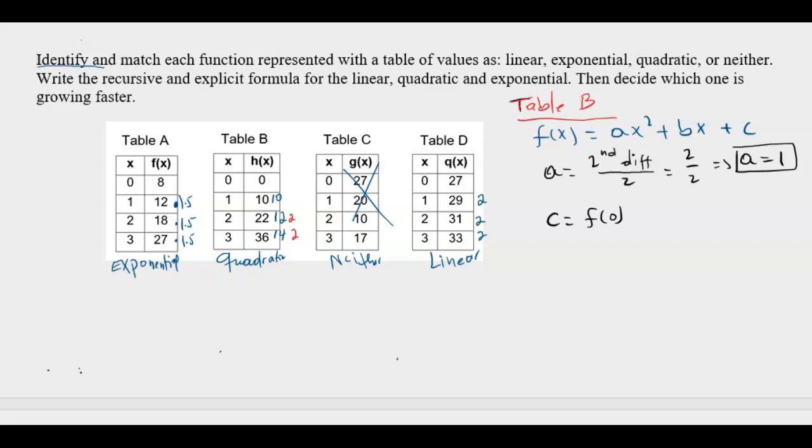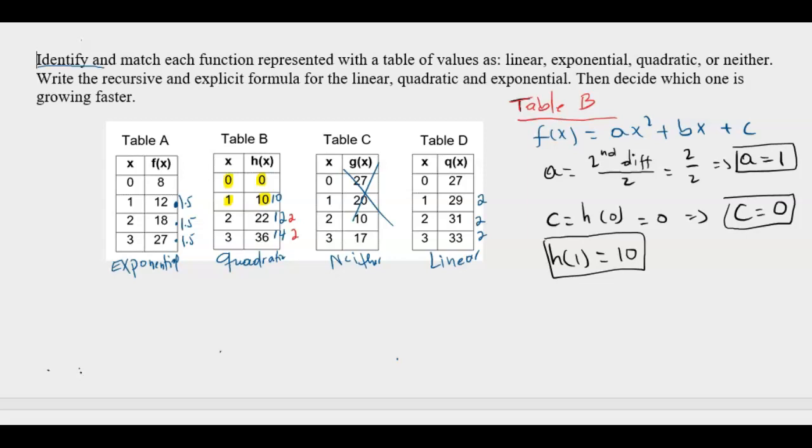So we're gonna go back to the table and find the value of f of x when x is 0. When x is 0, the value of h of x is 0. So this one is h of 0. Since h of 0 is equal to 0, the value of c will be 0. Now we need to find h of 1. Again, all we have to do is go back to the table and find h of 1. That's 10, so h of 1 is 10, and we need that number as well.